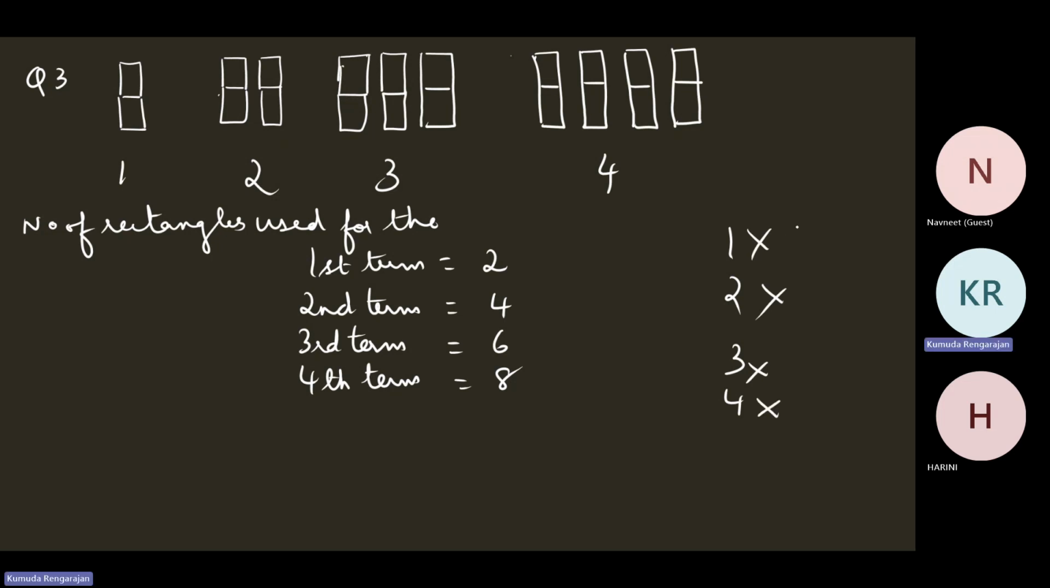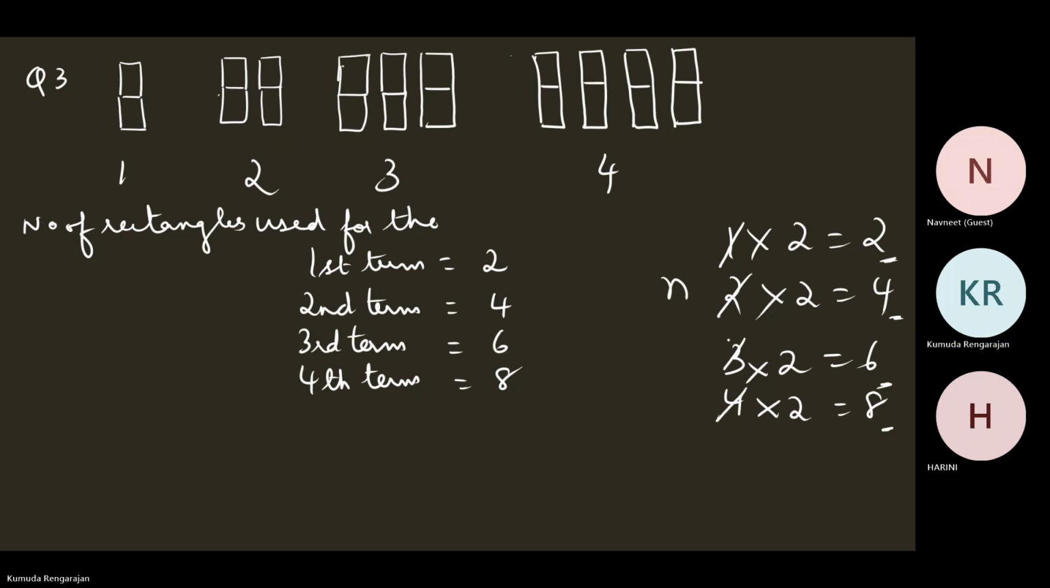So 1 into 2, 2 rectangles. 2 into 2, 4 rectangles. 3 into 2, 6 rectangles. 4 into 2, 8 rectangles. So you get 2 rectangles, 4 rectangles, 6 rectangles, 8 rectangles. And what have I told you? Replace that 1, 2, 3, 4 with n.